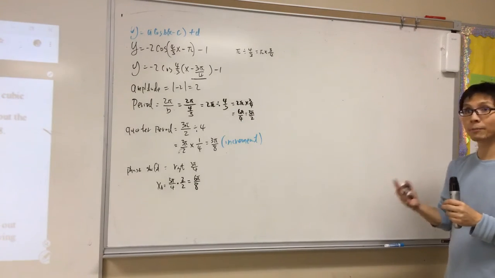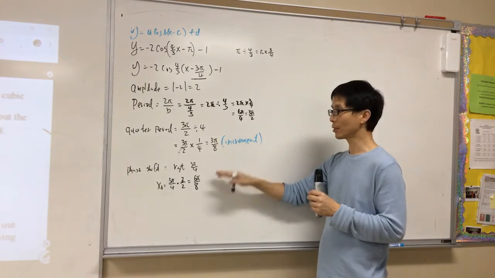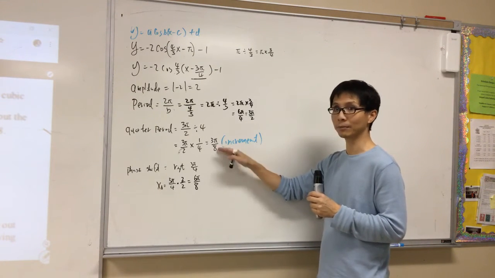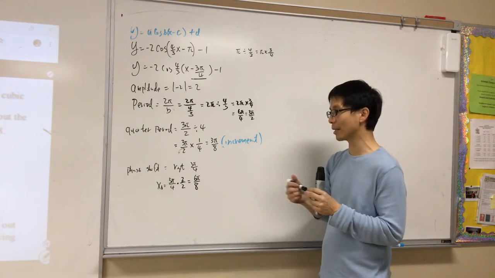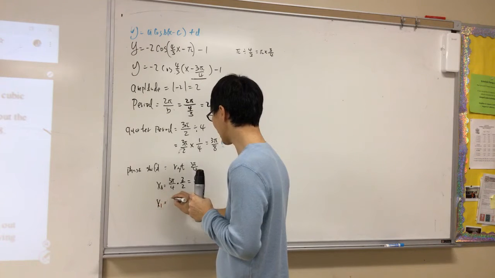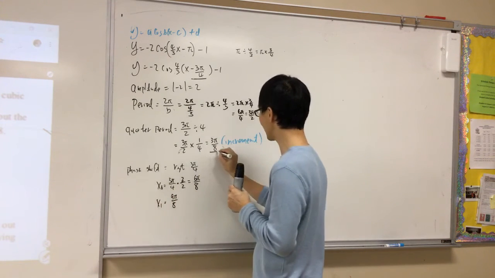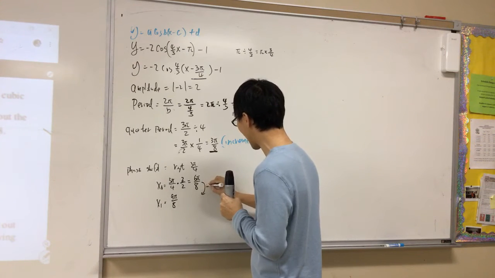So 6 pi over 8 is easier for you to add. So it's easier to add each time. And when you add each time, here it's going to be a lot easier. So x1 is going to be 9 pi over 8. Because from here to here, you're going to add the quarter periods.